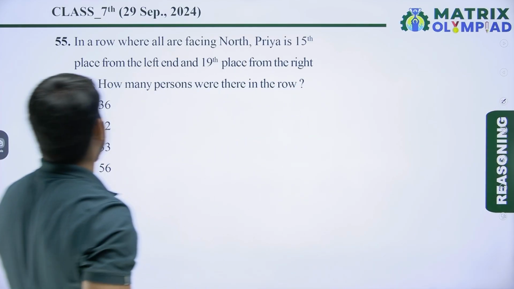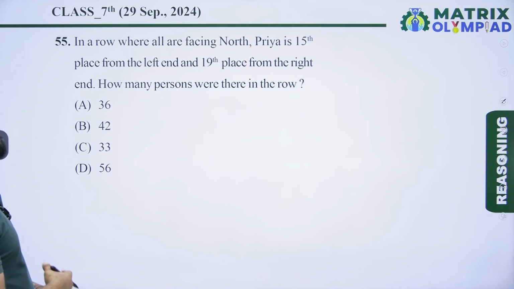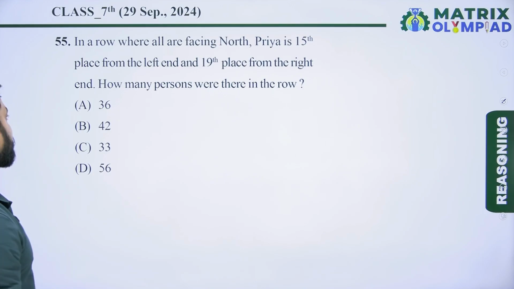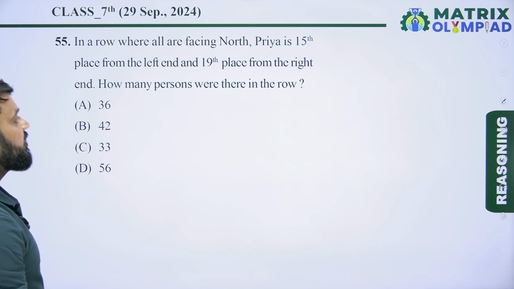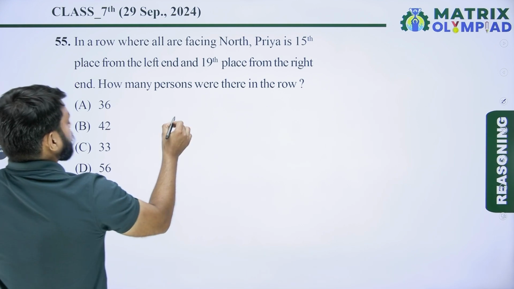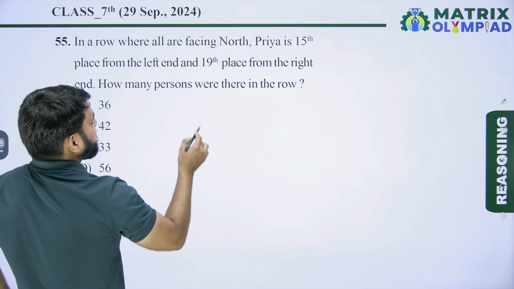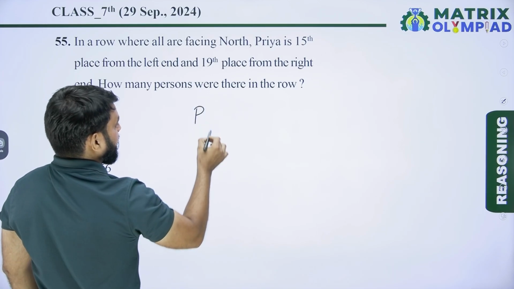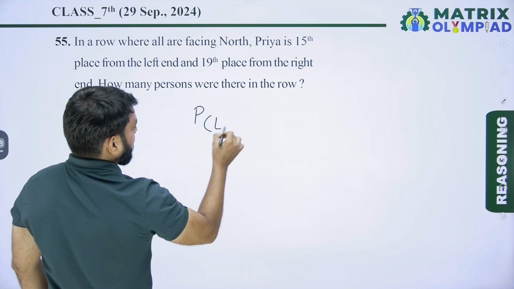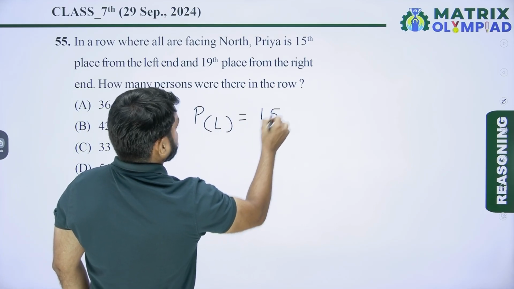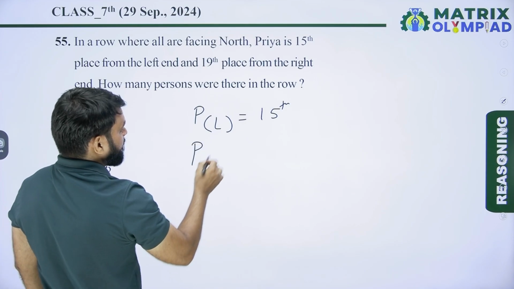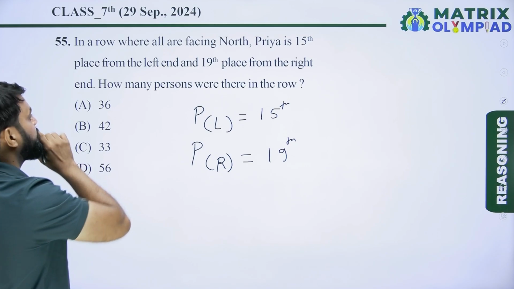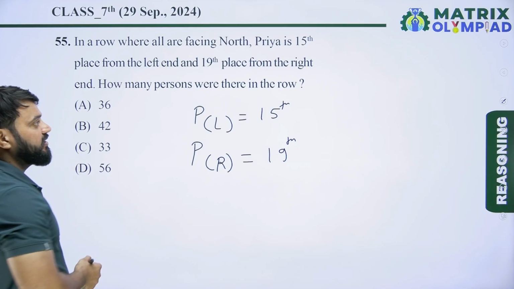Question number 55. In a row where all are facing north, Priya is 15th place from the left end and 19th place from the right end. How many persons were there in the row? So in a row, all are facing towards north. The position of Priya from the left is 15th, and from the right end is 19th. Find the total persons in the row.